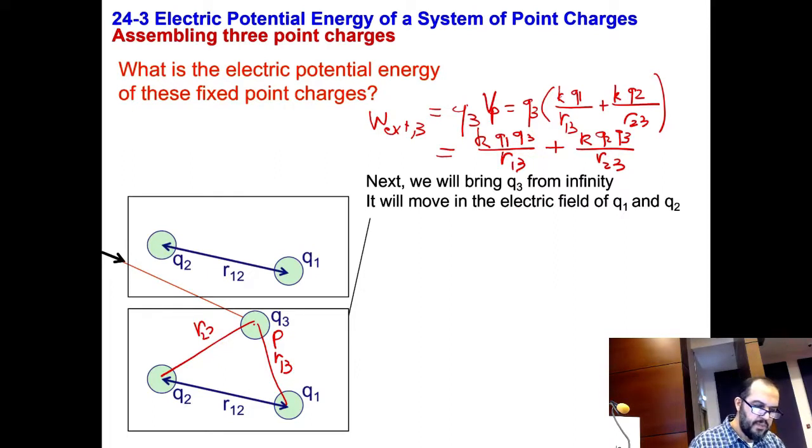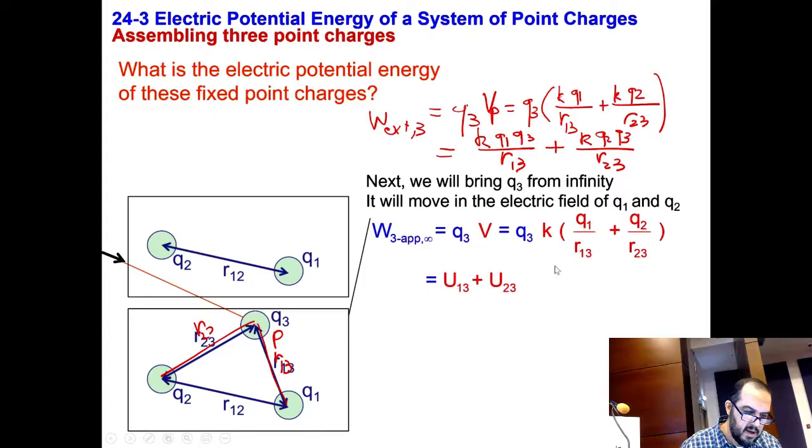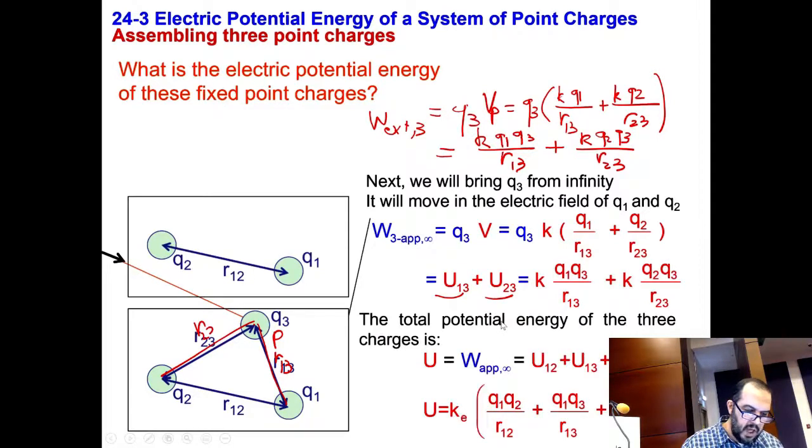Okay, so now we can add all of the works. So we did work to bring charge Q2, then we did work to bring charge Q3. We add all of them, that will give us all the work that needs to be done to bring the charges from infinity. So let's call them U13 and U23. Now if we add all the works done by the external forces to bring the charges, it's going to be equal to U12 plus U13 plus U23.